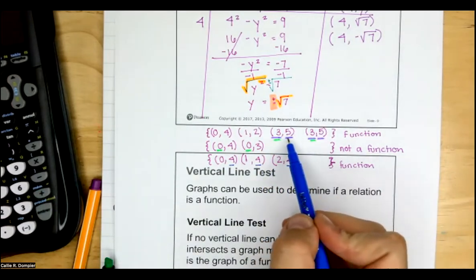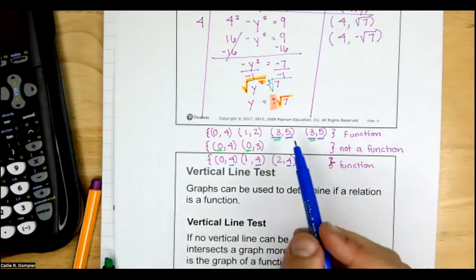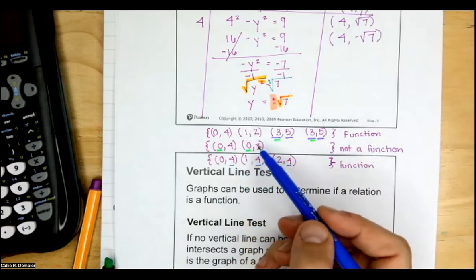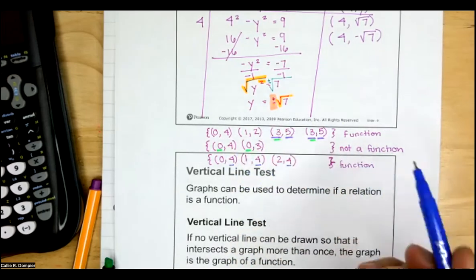X is repeating with the same y, that's just kind of a mistake or a trick question. So that's still a function. X is repeating with different y's, not a function.